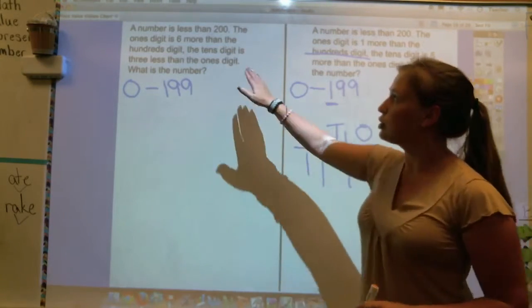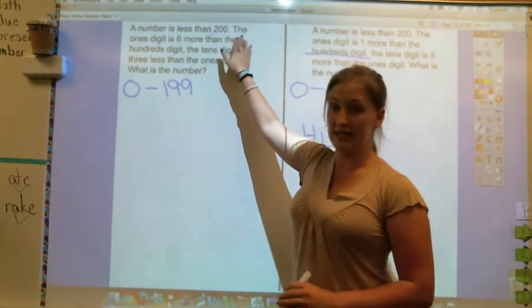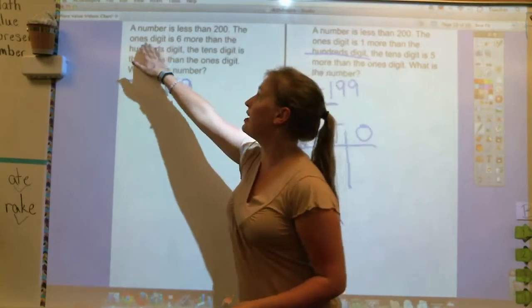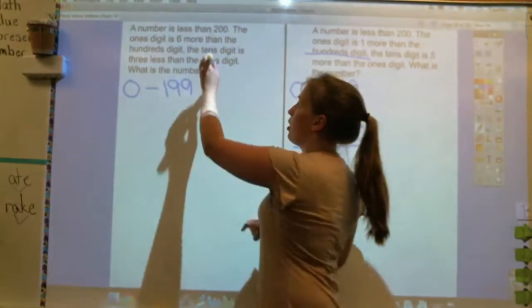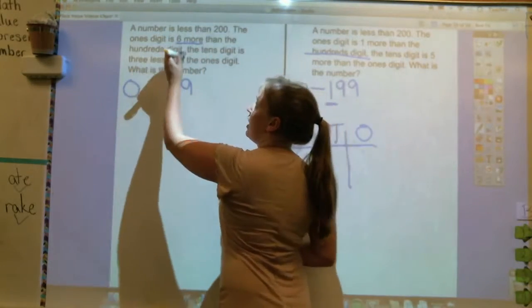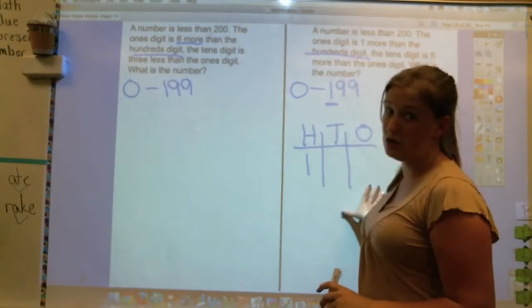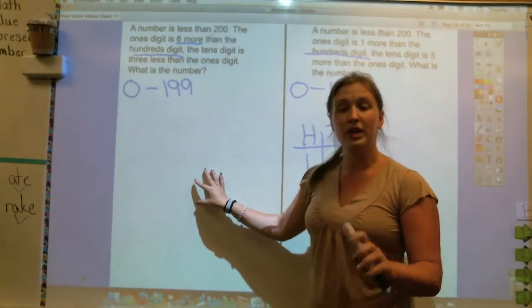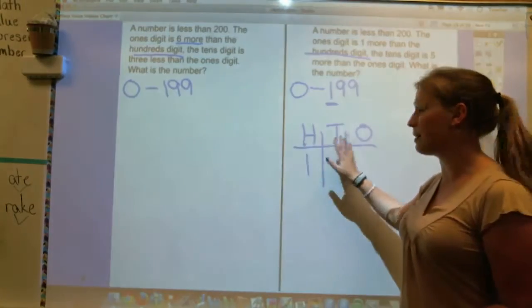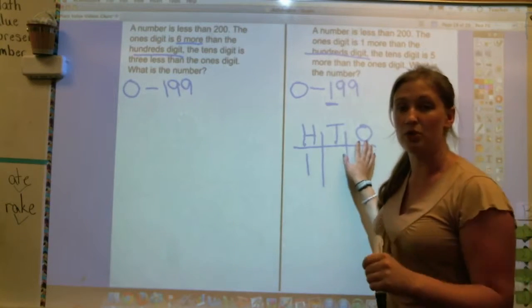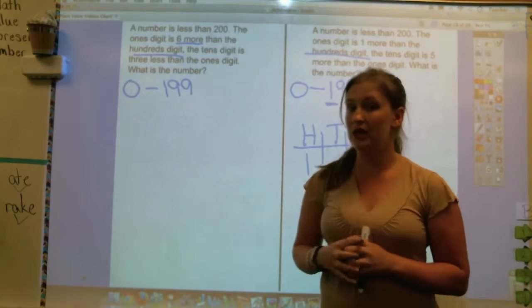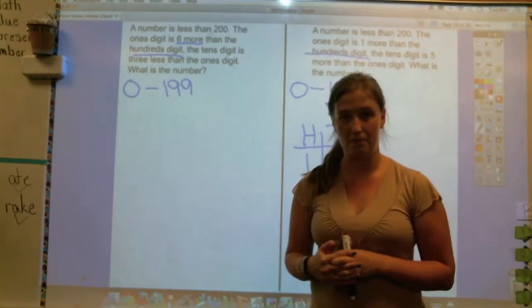So now, look at yours. Your second sentence says the ones digit is 6 more than the hundreds digit. Have you learned something that's like what I learned, or did you learn something new? Pause the video while you make a place value chart to help you with this problem. Start the video again when you're ready for the next step.